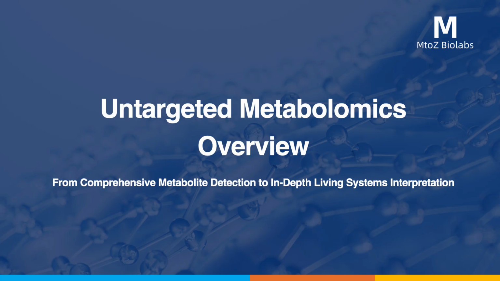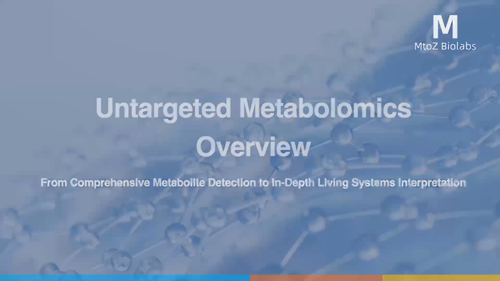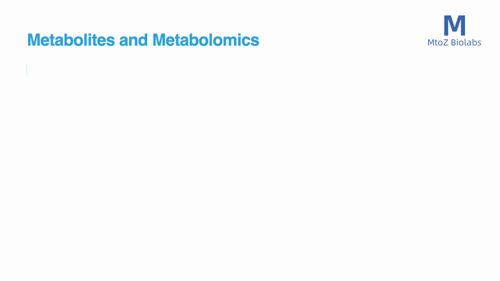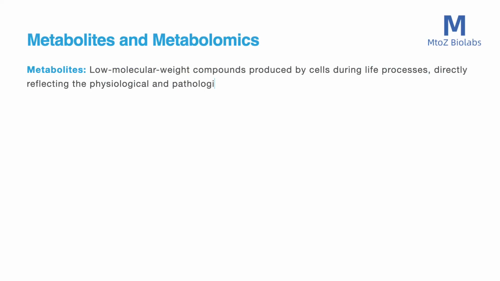Today, we will provide an overview of untargeted metabolomics. In living systems, thousands of small molecules, known as metabolites, are constantly synthesized, broken down, and recycled. These metabolites act as the chemical signals that keep cells running, offering a sensitive reflection of physiological and pathological changes in the body.